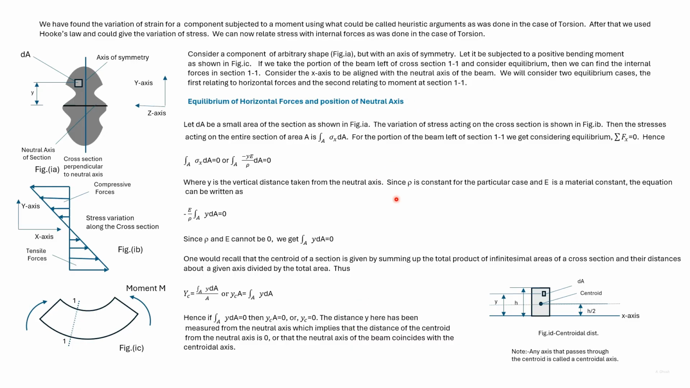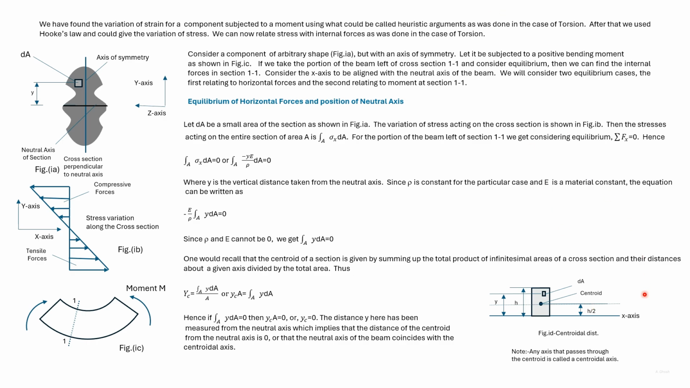Now to understand this, consider that we find the centroidal distance of a rectangle from the x-axis. We take small areas such as dA, which is at a distance y from the x-axis. Now we integrate y dA of the small areas and divide by the total area, and we'll get the centroidal distance, which in this case is h by 2.